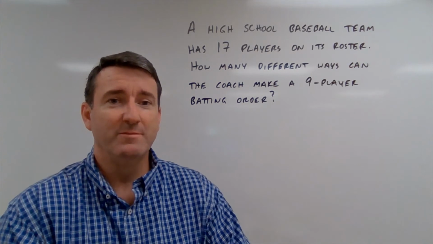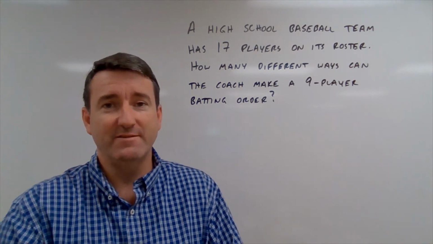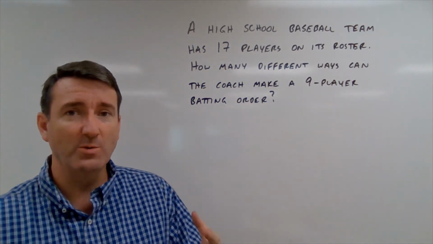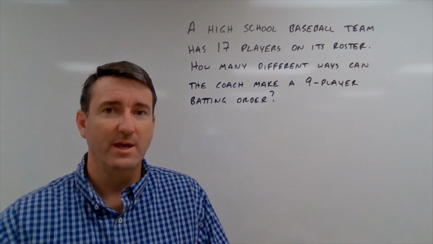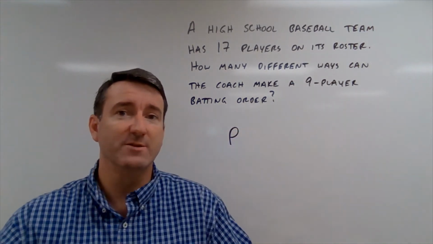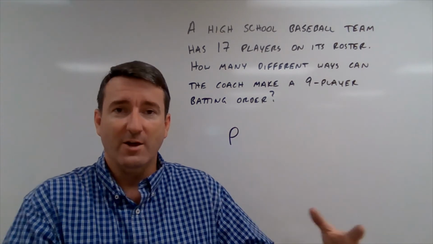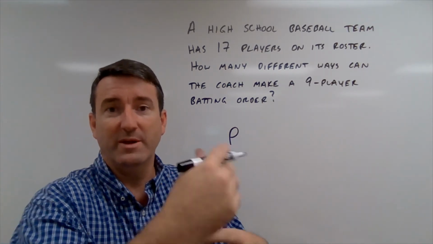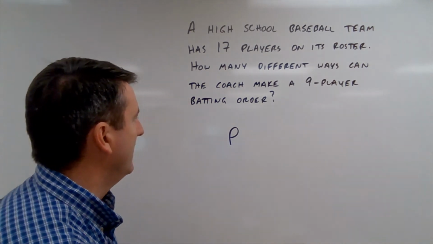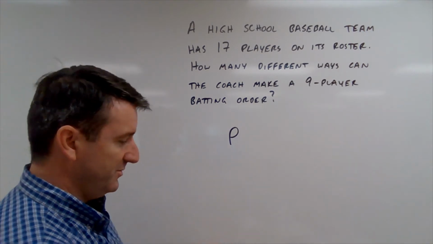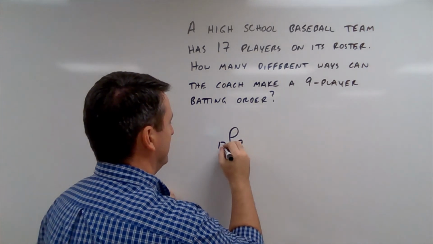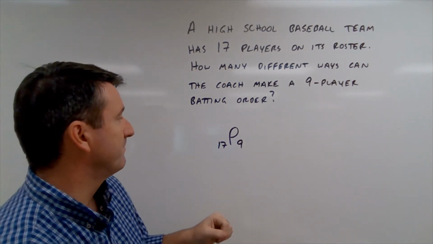Our second example says that a high school baseball team has 17 players on its roster. And we want to know how many different ways the coach can make a 9-player batting order. So first of all, this is a permutation. We know it's a permutation because order matters. We're not just selecting a group of 9 players. We're putting them in order. This person's going to bat first, this person's going to bat second, etc. So it's a permutation, and we're choosing 9 players out of the 17 players on the roster.